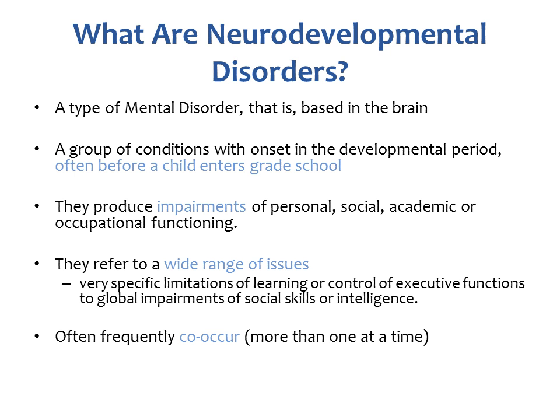But what are neurodevelopmental disorders? Well, these are a type of mental disorder, a disorder that's based in the brain, and they have an onset in the developmental period, thinking really early on in development, before even entering grade school. And as part of the diagnostic criteria, they must produce some measure of impairments or deficits in either personal, social, academic, or occupational functioning. That's actually the diagnostic criteria.